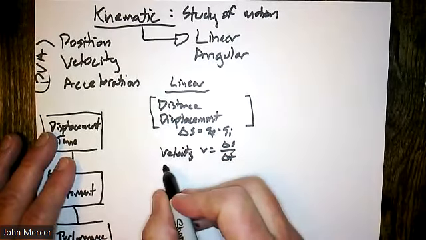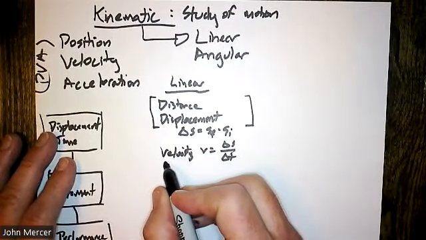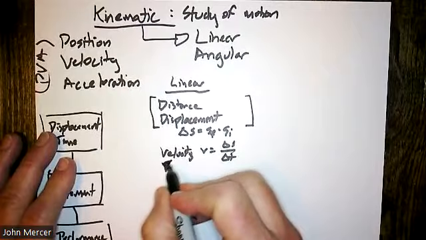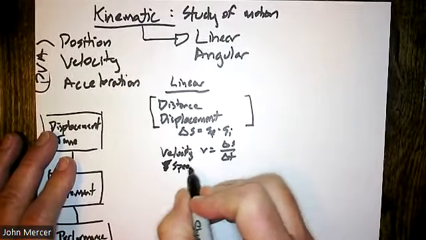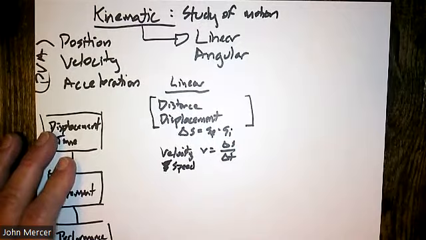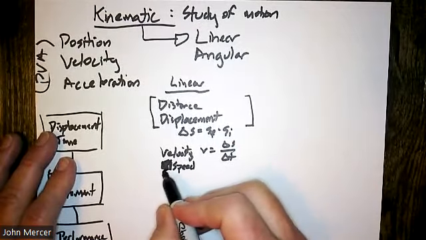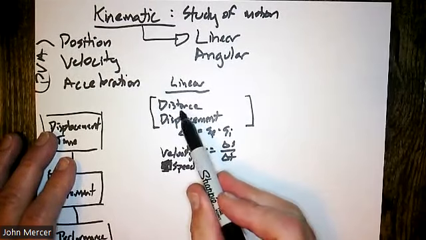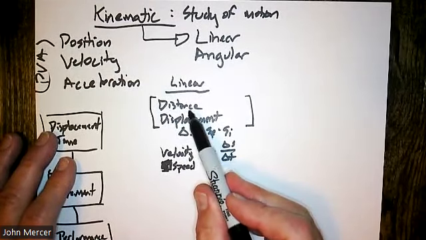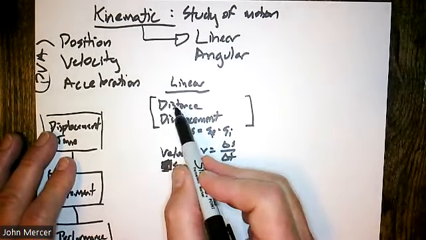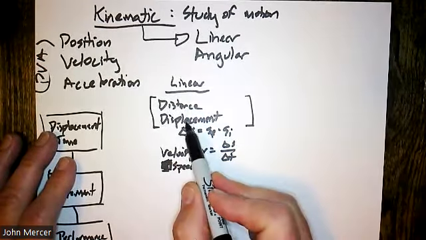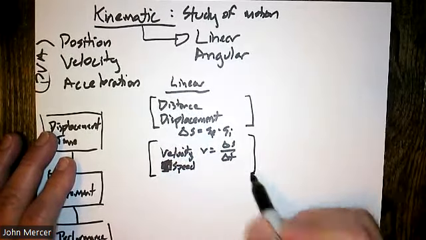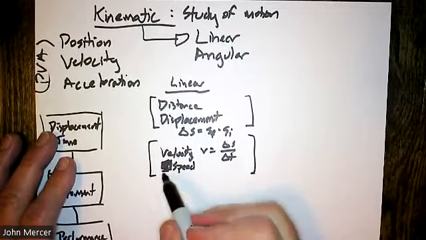This is a vector. The term that's closely associated with velocity is speed, and speed is a scalar. It's represented by magnitude only, and it's simply the distance over time. So we have two terms that are scalars, distance and speed, and two that are vectors, displacement and velocity. And it's good to be able to distinguish how they're similar and where they're different.